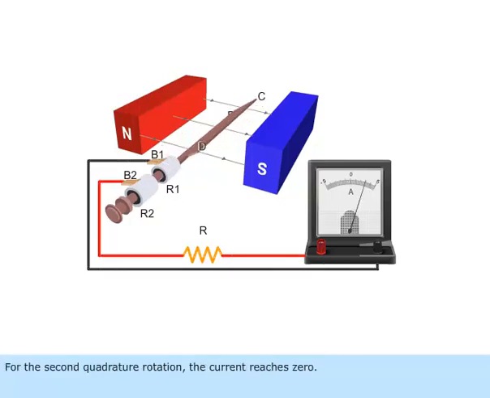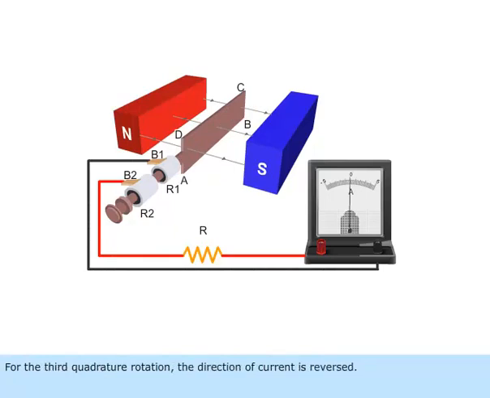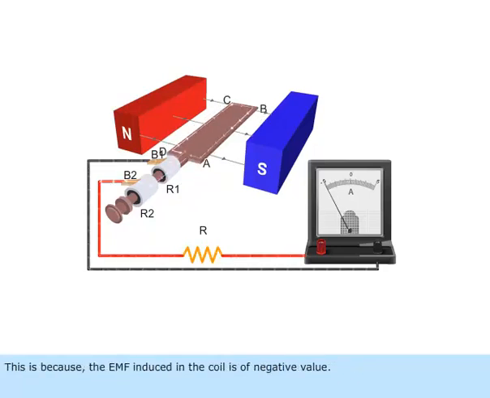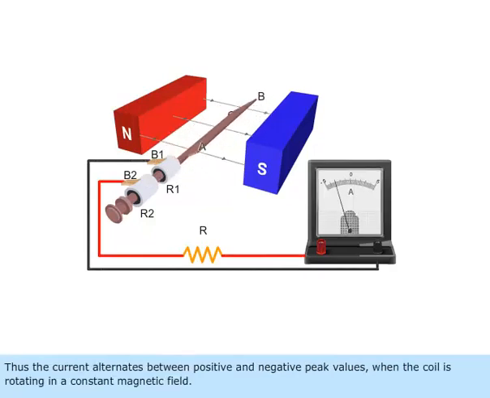For the second quadrature rotation, the current reaches 0. For the third quadrature rotation, the direction of the current is reversed. This is because the EMF induced in the coil is of negative value. Thus, the current alternates between positive and negative peak values when the coil is rotating in a constant magnetic field.